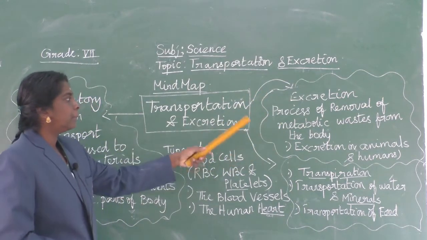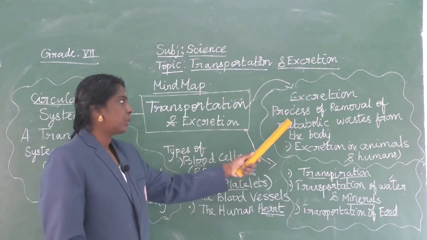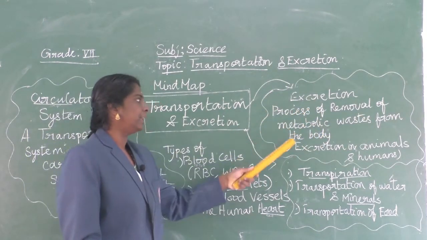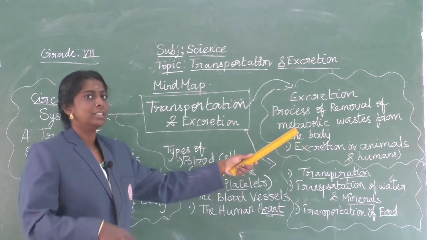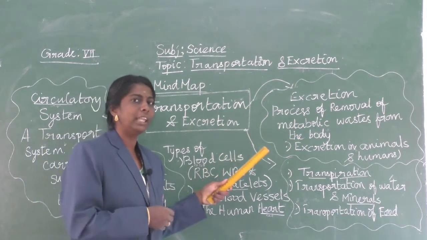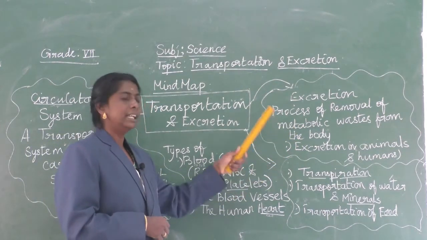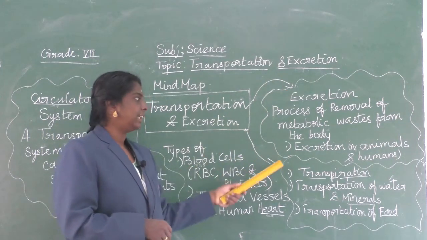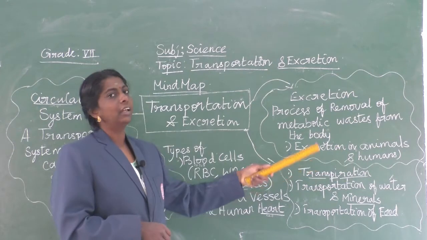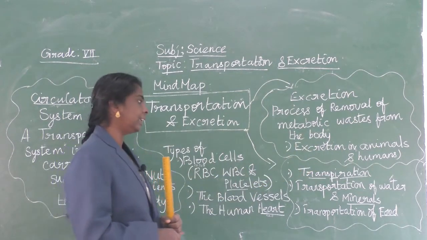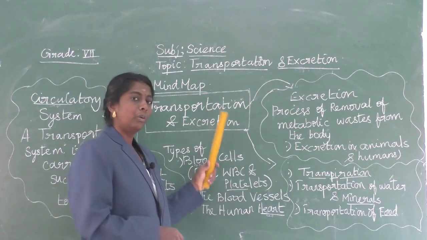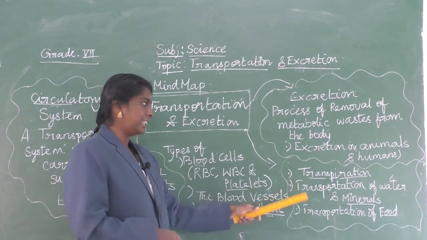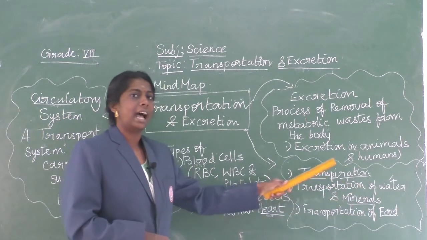Excretion. So, what do you mean by excretion? The process of removal of metabolic waste from the body. Okay. So the process of removal of metabolic waste from the body is said to be excretion. So, we are going to learn about excretion in animals and humans. Clear, children? Yes.